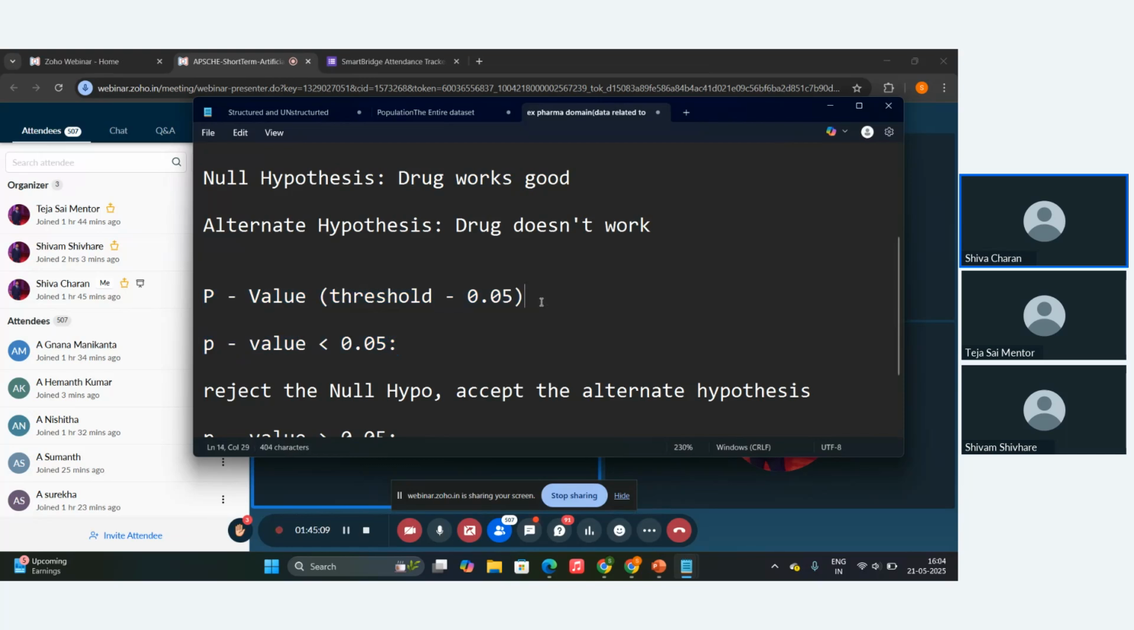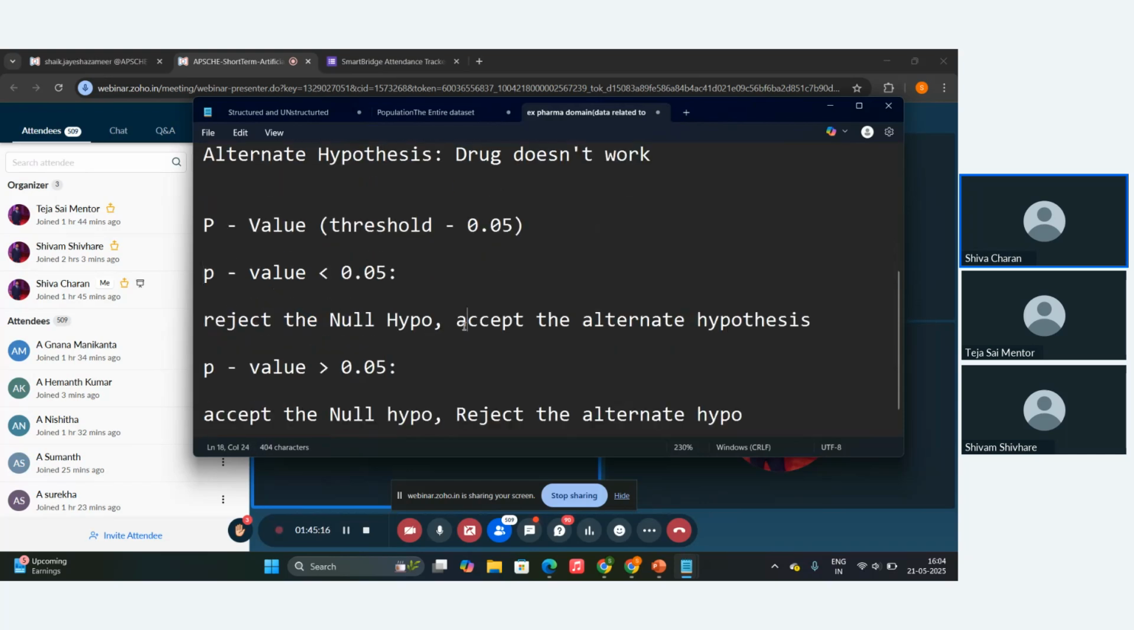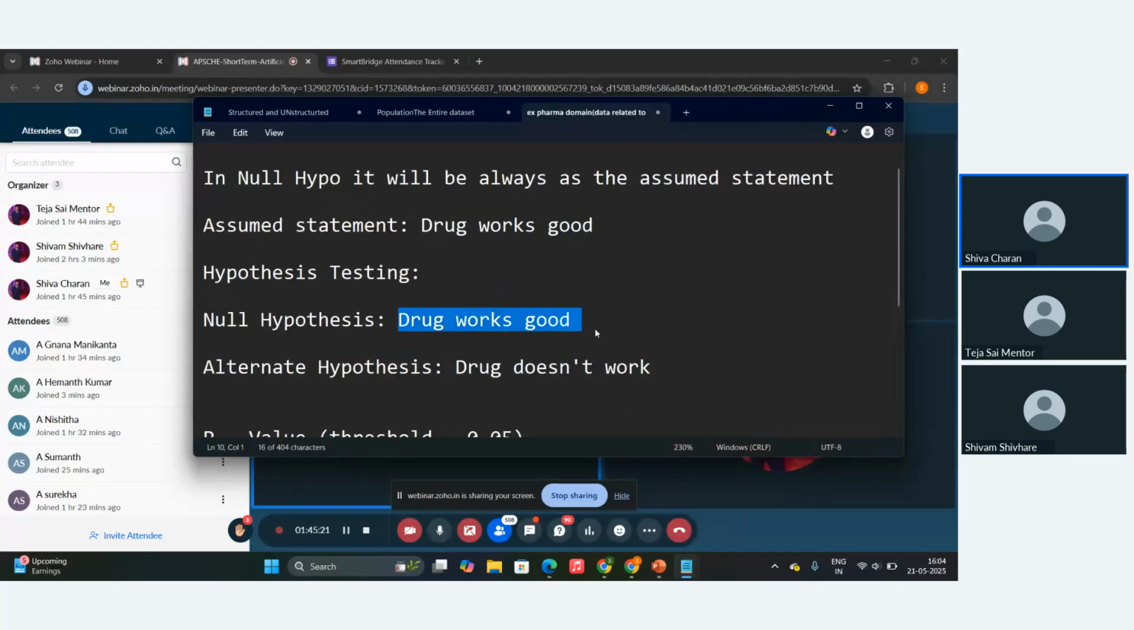The p-value threshold is 0.05. Below 0.05 means we need to reject the null hypothesis and accept the alternate hypothesis. Reject the null means, so if my p-value is less than 0.05, what do I need to do? I should not accept this, right? In that case, I need to accept this, right?